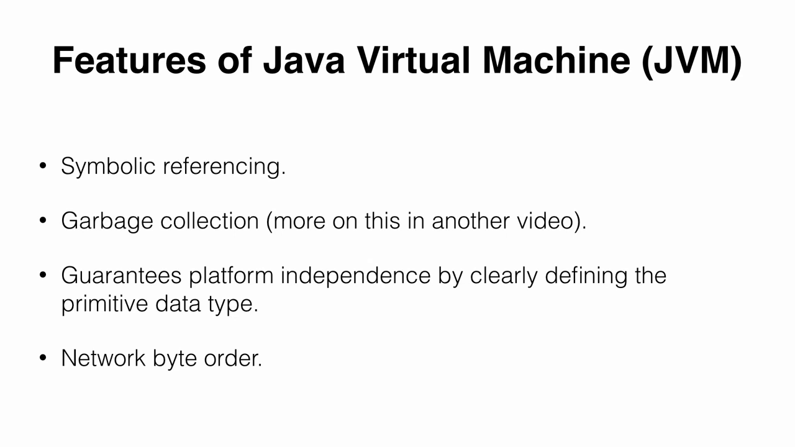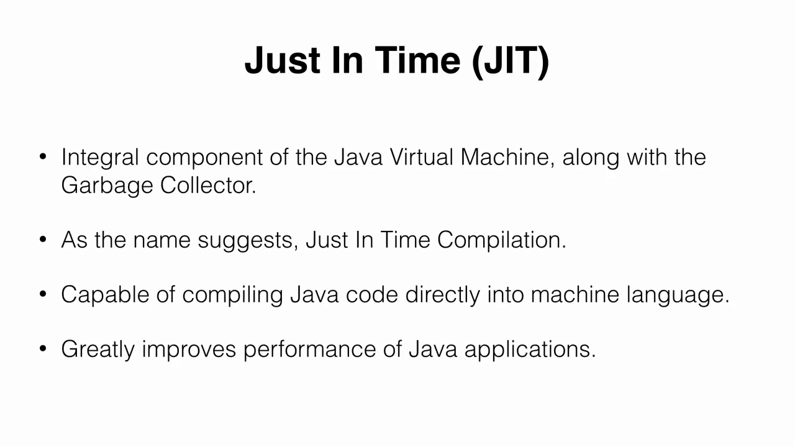The JVM versus the JIT, let's jump down. What is the just-in-time compiler, or the JIT? Well, it's an integral component of the Java virtual machine along with the garbage collector. As the name suggests, just-in-time compilation is capable of compiling Java code directly into machine language, which greatly improves the performance of Java applications. It's not guaranteed when the code will be compiled. Normally, as the name suggests, it's just before it's needed.